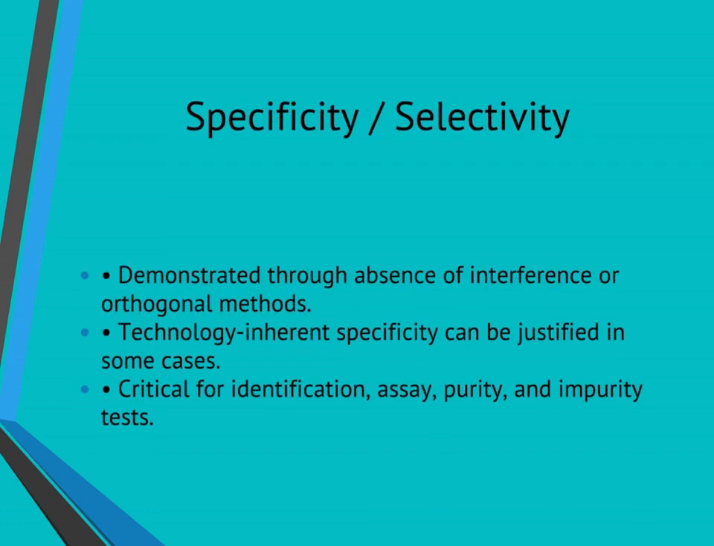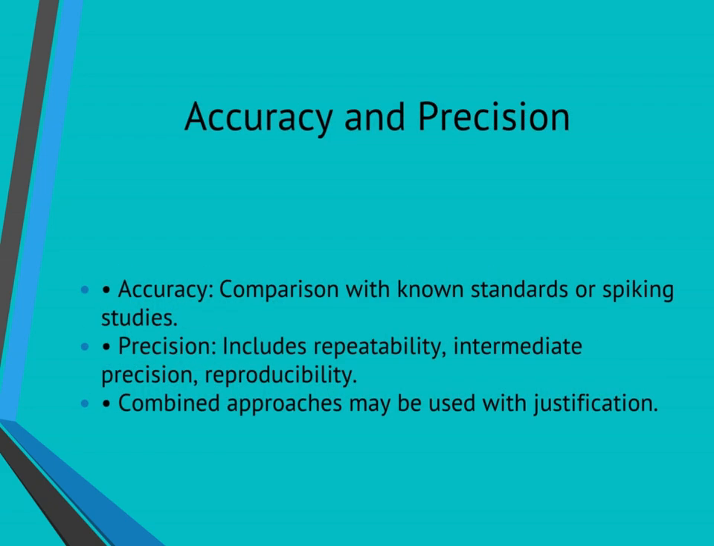Specificity or selectivity is the ability of an analytical procedure to measure the analyte of interest without interference from other components such as impurities, degradation products, or matrix constituents. Demonstrating specificity can involve spiking known interferences, applying orthogonal methods like LC and NMR, or using built-in technology features such as spectral resolution in MS. The goal is to ensure that the measured signal truly represents the analyte and is not confounded by related substances or excipients. Accuracy and precision are cornerstones of validation.